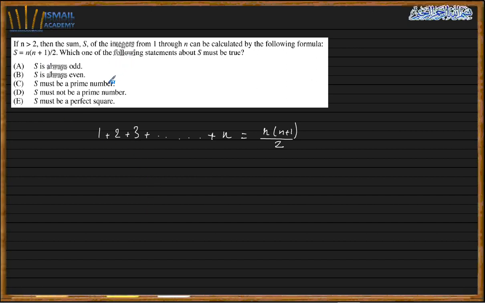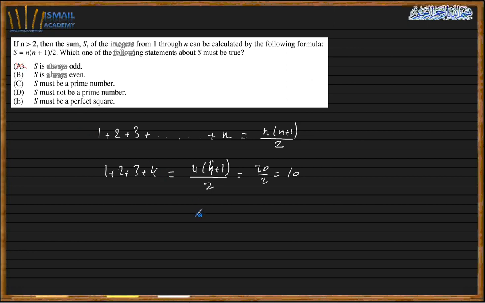Is it always odd? Alright, so let's see if it's always odd. So if I choose 1 plus 2 plus 3 plus 4, it's the same thing as 4 times (4 plus 1) over 2, which is going to be 20 over 2. This is 10. No, it's not always odd. So this is not always true.